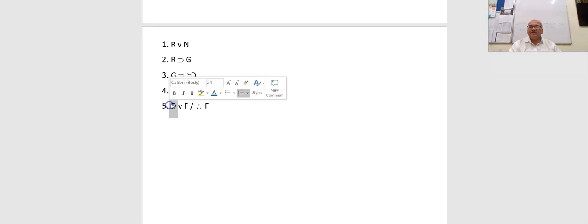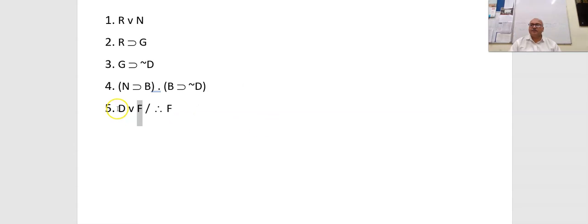So now we are looking for negation of D. Now the question is how to get the negation of D. That's the whole exercise we need to take up. Now we have the remaining premises. What we can immediately do with regard to any of these premises.